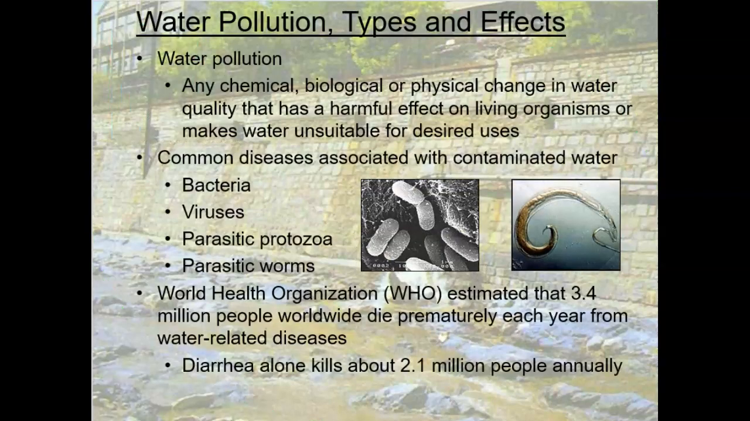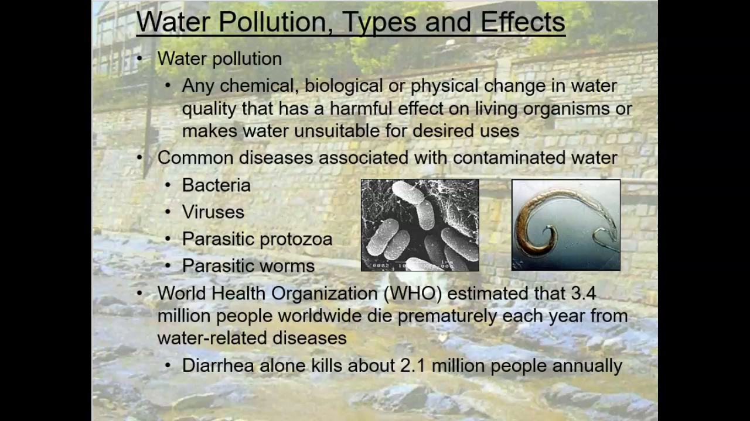Okay, so there's different types of water pollution, and we'll talk about some of that. But fundamentally, the definition is any chemical, biological, or physical change in water quality that has a harmful effect on living organisms or makes water unsuitable for desired uses. So that could mean water for humans, for animals, and water that's used in agriculture. Common diseases associated with contaminated water include bacteria, viruses, parasites, parasitic worms, and protozoa, all these nasty things that you don't want in water.